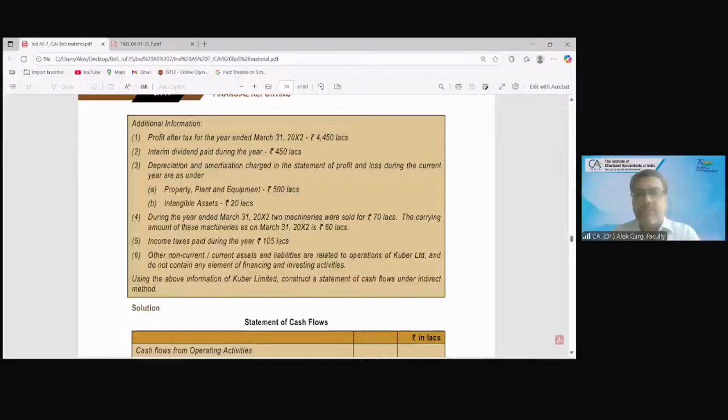So for your profit before tax, you have to add your tax to profit after tax. Profit after tax is 4,450, and your tax is 105. So you will add it, because profit before tax is higher than profit after tax, right? Yes, sir. So that is one way.